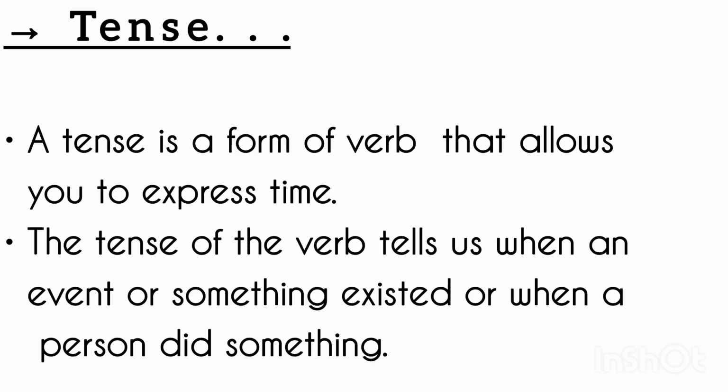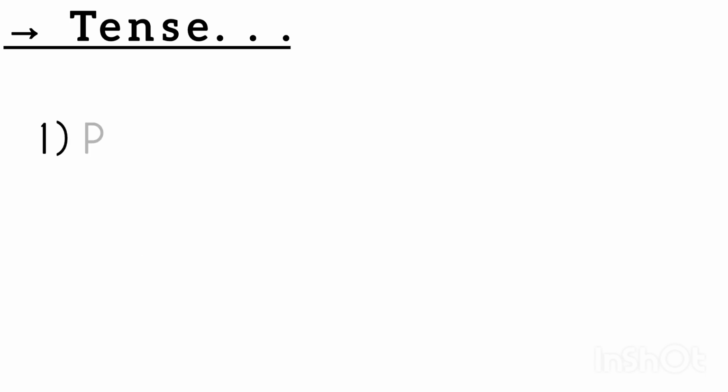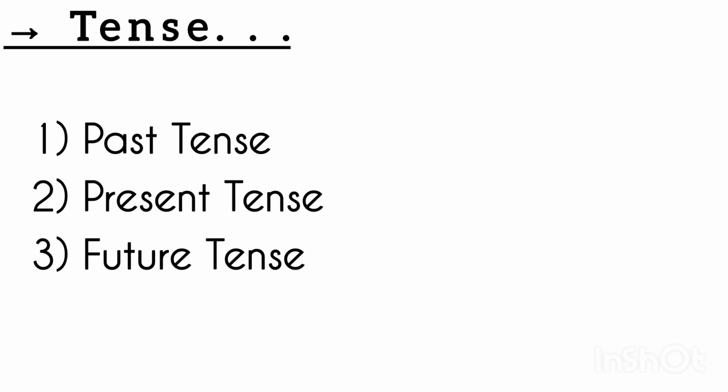Let's check the meaning of tense first. A tense is a form of verb that allows you to express time. The tense of the verb tells us when an event or something existed or when a person did something. Past tense, present tense, and future tense are the main three types of tenses.